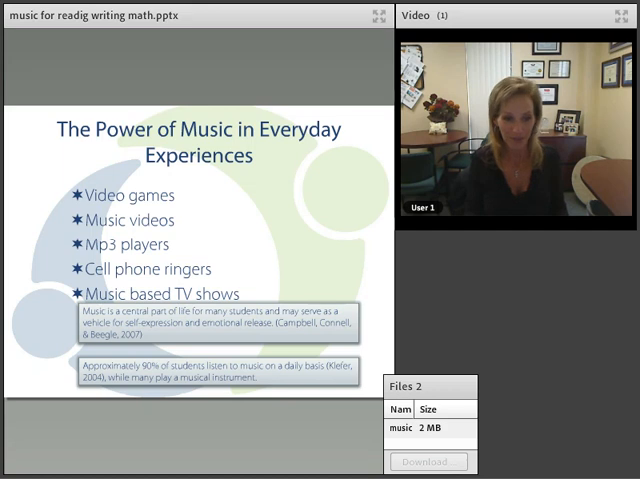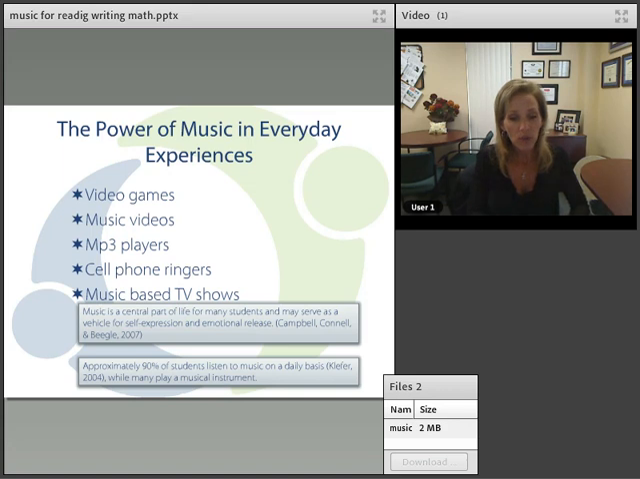We have cell phone ringers, right? I don't personally have songs on my cell phone as I always have it on vibrate, but many people do have cell phone ringers, specific songs for specific people because they associate that person, whether it's their husband or their friend, with that song. And so music really does help to build associations, and we need to really build on that power. And then, of course, there's also many music-based TV shows. I know I'm a big fan of The Voice. There's American Idol, and many others as well.